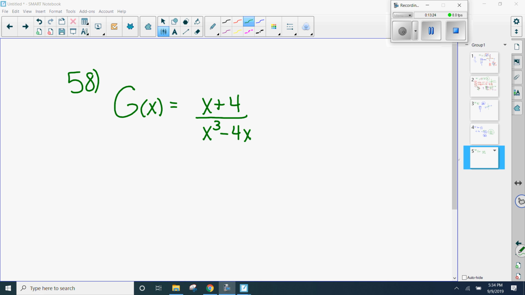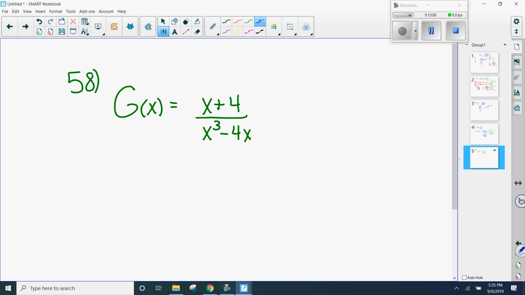Okay, the next question that you have is 58, and it says find the domain of each function. The domain is always the set of reals unless you have two things. The two things you have to be concerned with are a fraction, because you cannot divide by 0, and a square root, because you cannot take the square root of a negative number. So if you look at problem number 58, it says g of x is equal to the quantity x plus 4 over the quantity x cubed minus 4x.